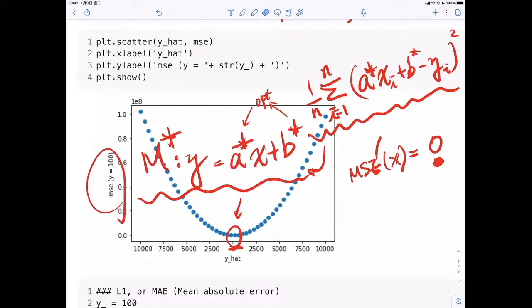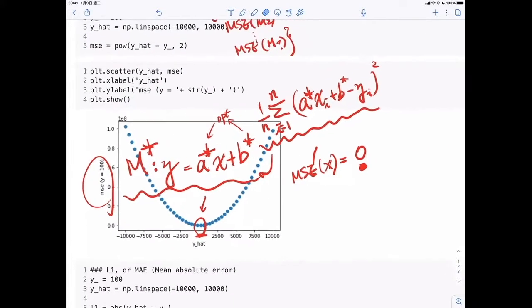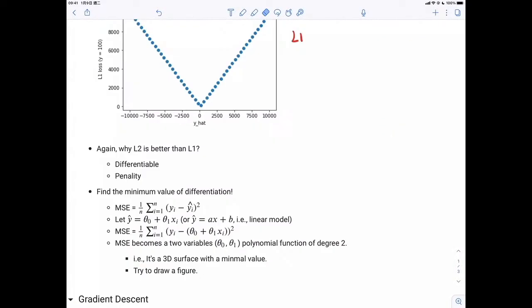But you cannot do this by using L1, because this function cannot be differentiated. Make sure you understand all those things. So basically, the L2 function is the one we use to evaluate different models, which is much better than L1.